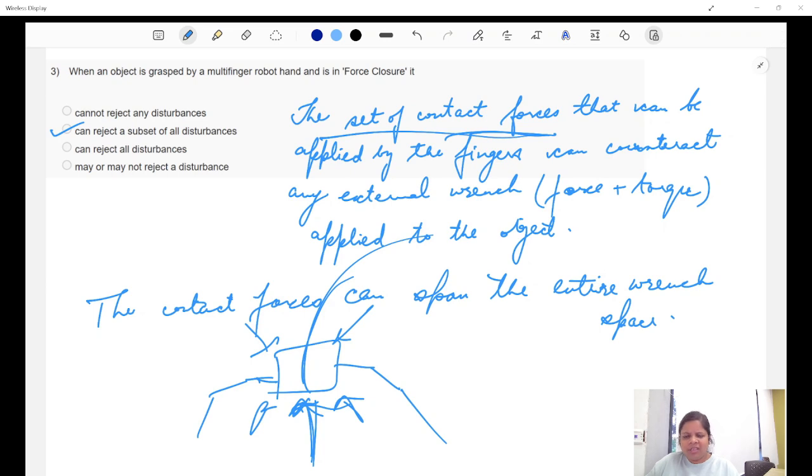So yeah, and if you want to have problems on this, we go into linear programming to check if the origin lies in the convex hull or not. If it does lie, then we say that yeah, it is a force enclosure. Okay, so we do that way. But yeah, we'll not go deep into that.